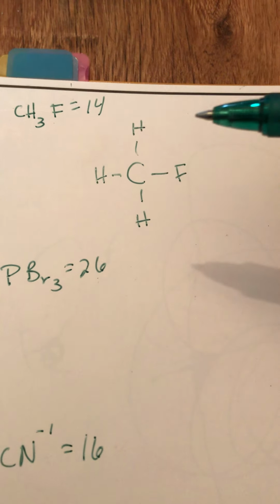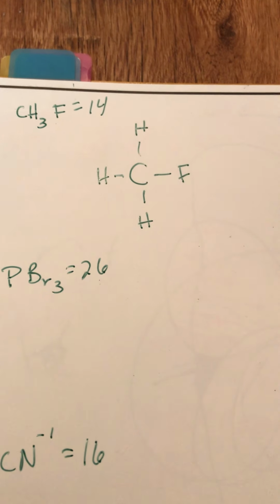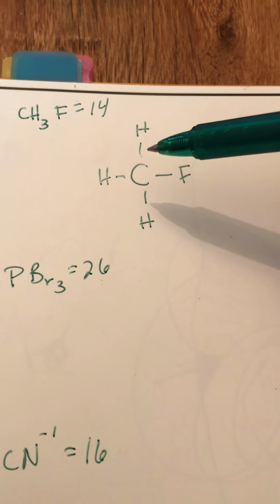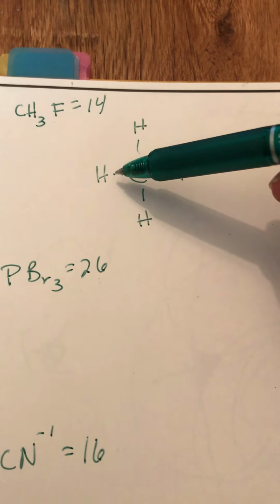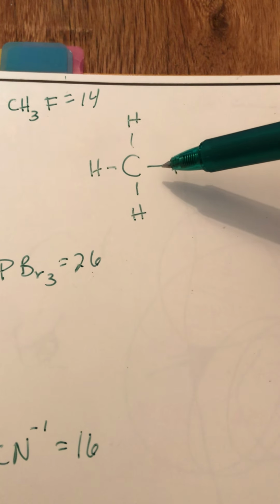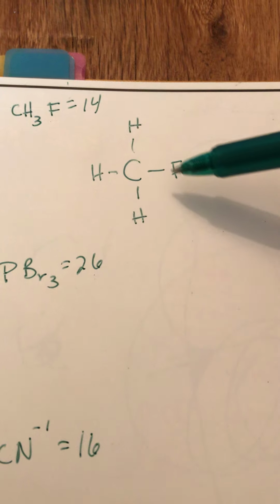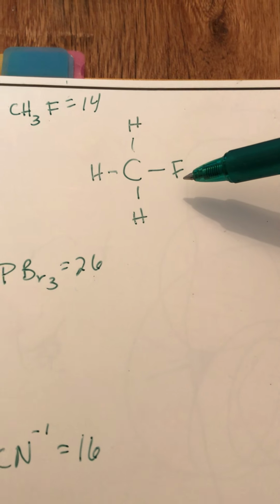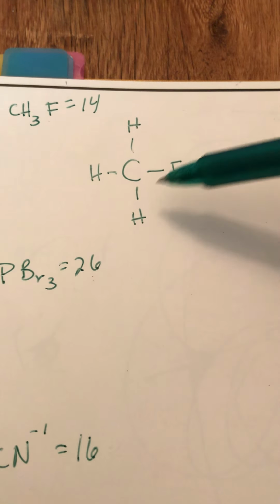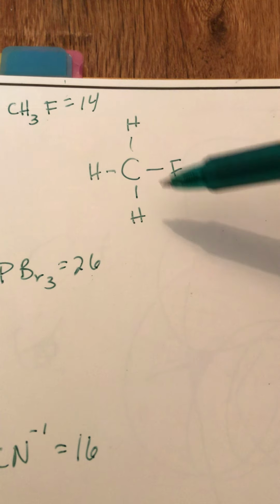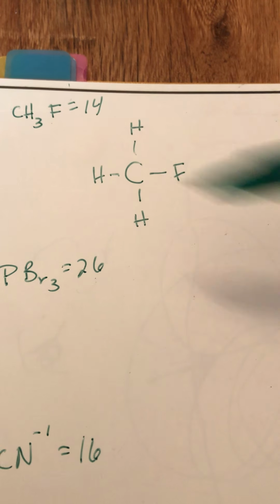Okay, so now I need to make sure that I've got all 14 showing. Each line is going to be worth 2, so I've got 2, 4, 6, 8. Now I'm going to put the rest of the electrons in pairs on the outside first, if I can, and then anything left over would go onto the middle.